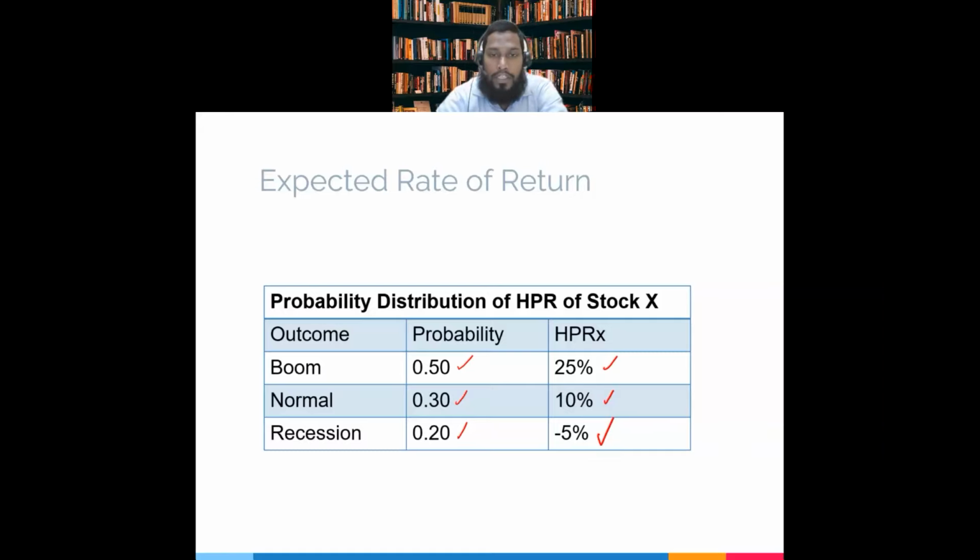Of course, all these probabilities and also the holding period returns that we expect here are actually based on the experience of the investors, or maybe based on the historical returns, and also based on our understanding.